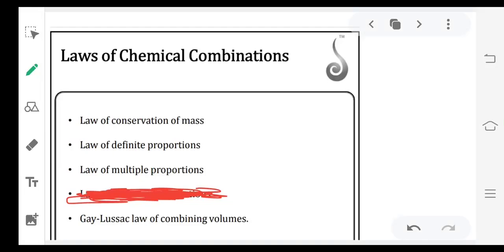Good morning, students. Today we will discuss the laws of chemical combinations.